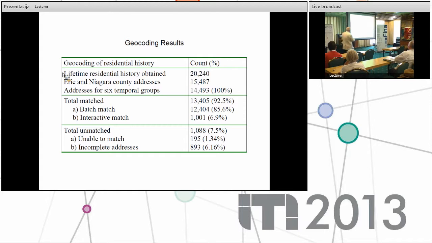For the 20,000 addresses, the Erie and Niagara County addresses were 15,000. So people stayed in the area. They weren't too mobile, right? And addresses for the 6 temporal groups, the different time periods we were interested in, were about 14,000. So 92% were matched in total. Batch matching was 85%. That's pretty good. So the computer matches it if you have a good address. 6.9% were interactive matching, and unmatched were only 7% of the addresses.